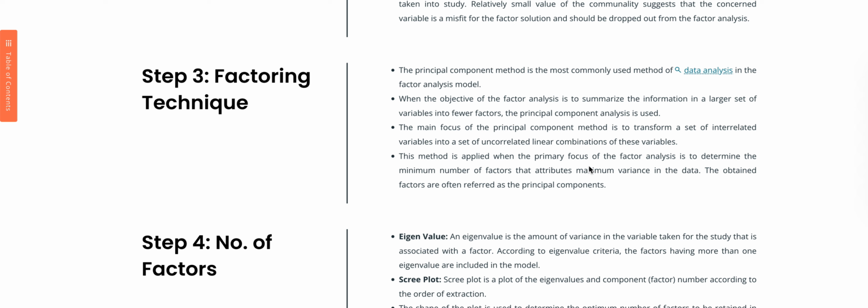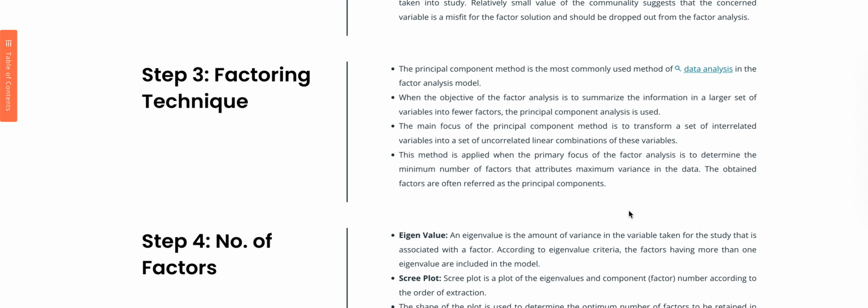The main focus of the principal component method is to transform a set of interrelated variables into a set of uncorrelated linear combinations of these variables. This method is applied when the primary focus of the factor analysis is to determine the minimum number of factors that account for maximum variance in the data. The obtained factors are referred to as the principal components.